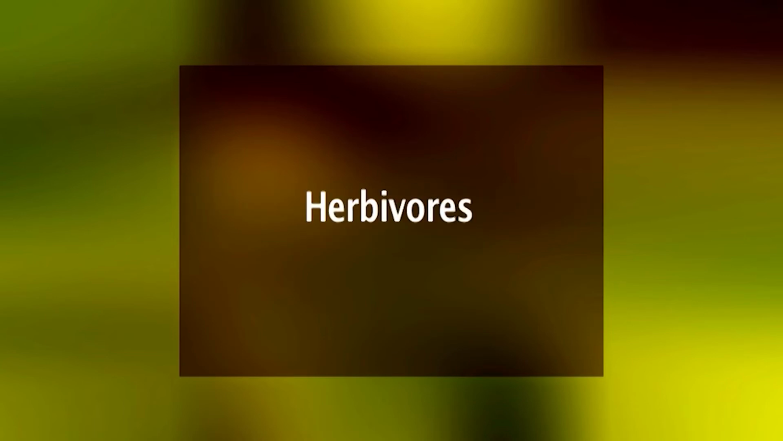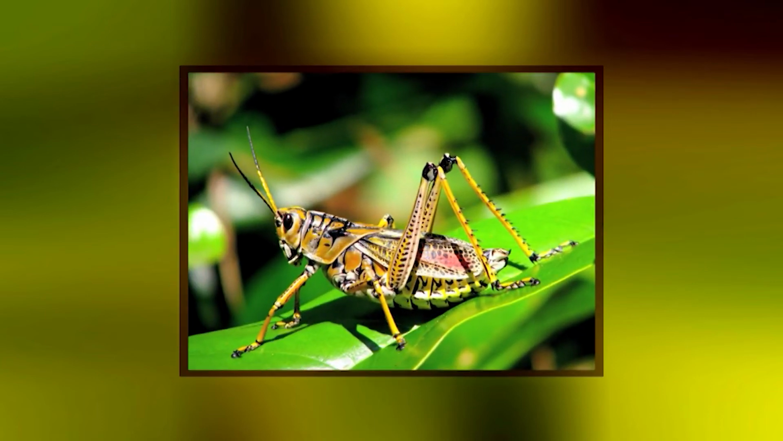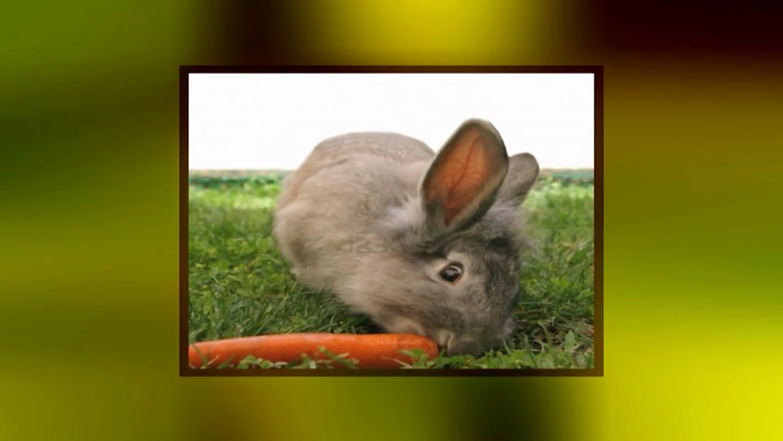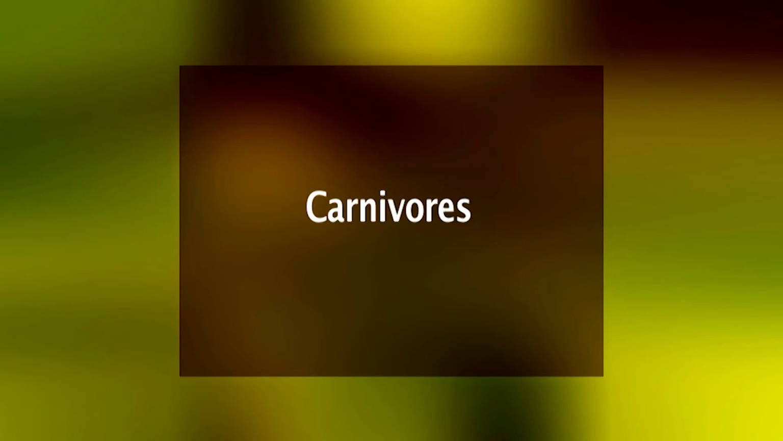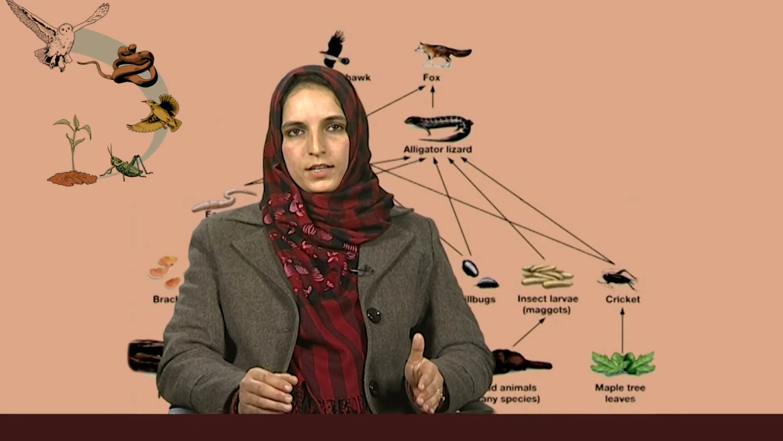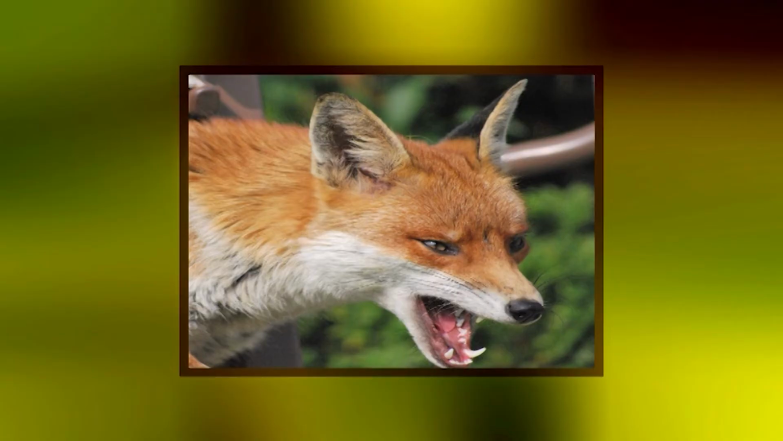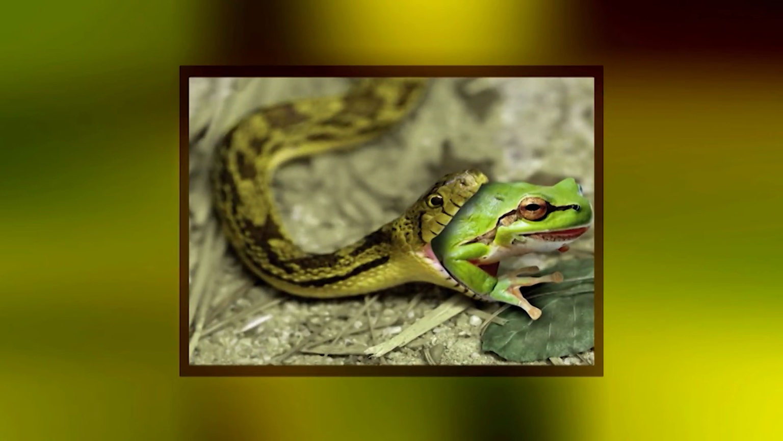Number 1 is herbivores. Herbivores are those that eat only plants or plant products, for example, grasshoppers, mice, rabbits, deer, moose, cows, etc. The second category is carnivores. Carnivores, on the other hand, are those that eat only other animals, for example, foxes, frogs, and snakes.